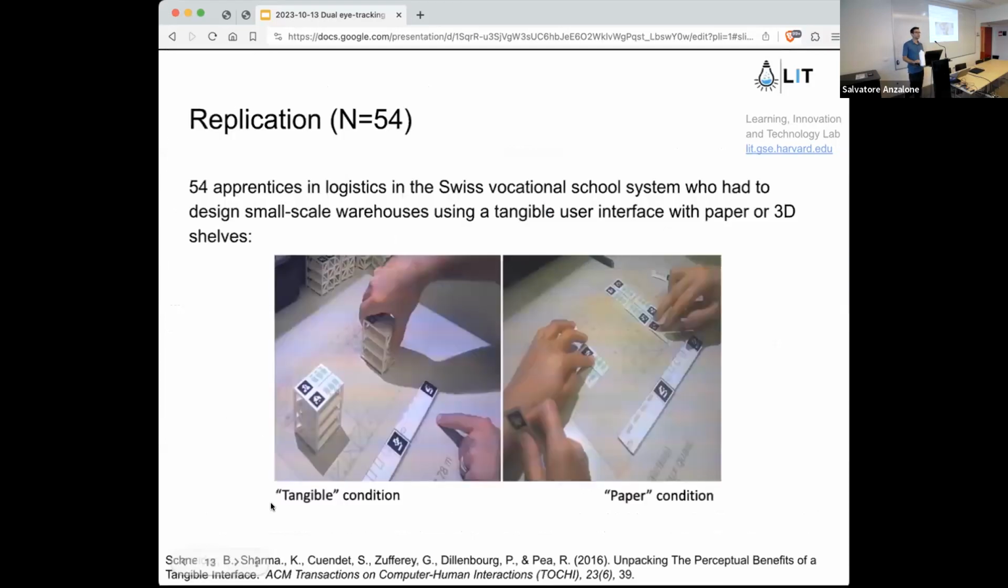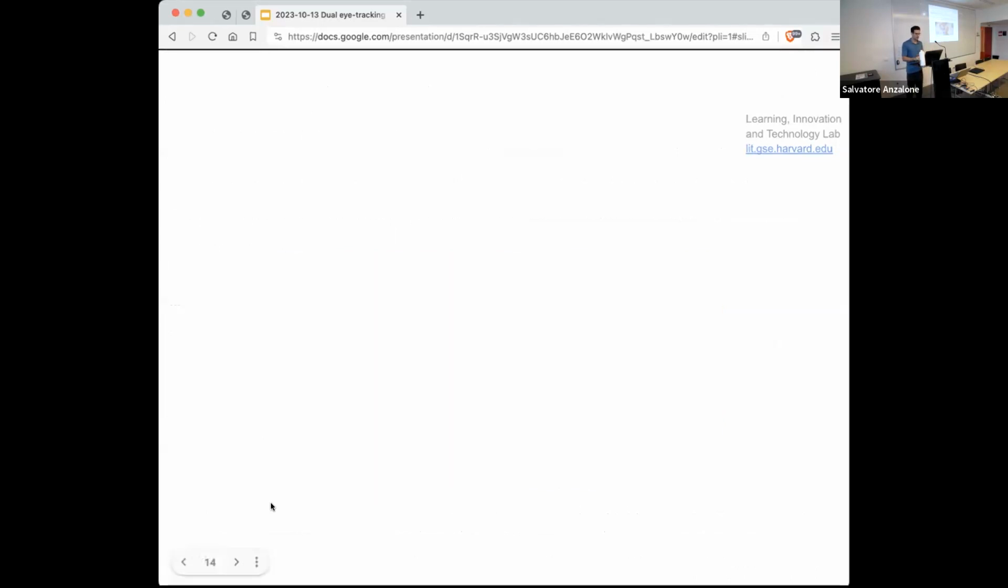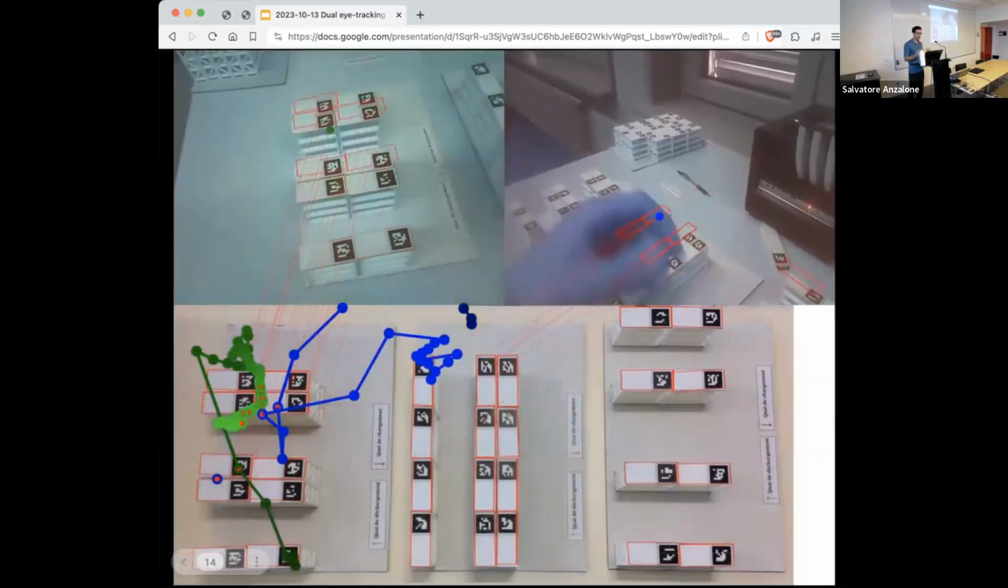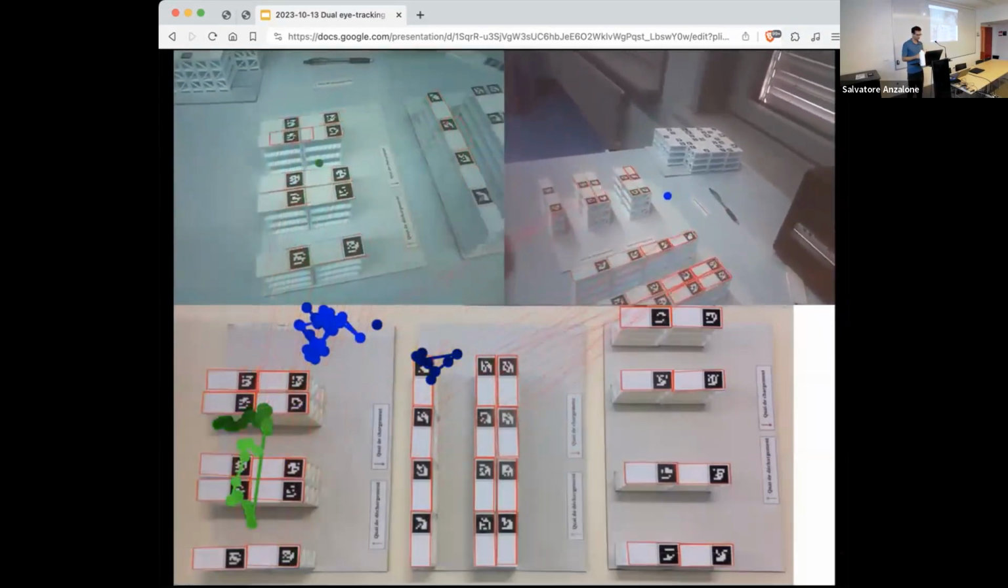We replicated this in different studies. This is actually using the tangible interface that Pierre talked about earlier. We had a study with apprentices in logistics, where in one condition they used those 3D physical shelves, and in the other one they used paper shelves with the exact same system, but the interface was flat. And we did the same type of computer vision operation to detect moments of joint visual attention.